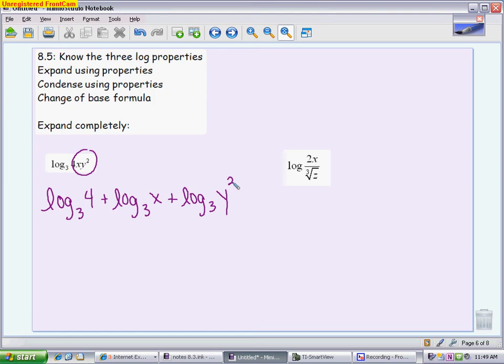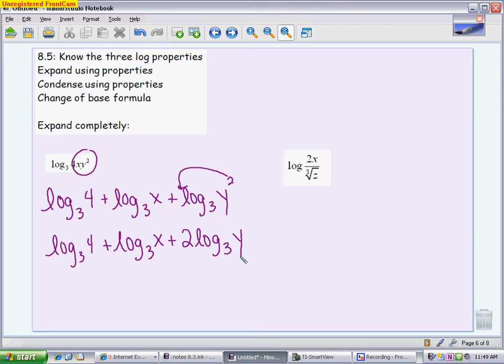And then there is one piece left, and a lot of times the piece that people forget to do is taking that power and bringing it out front. So we have log base 3 of 4 plus log base 3 of x plus 2 log base 3 of y. When you finish these problems, a couple things to check.